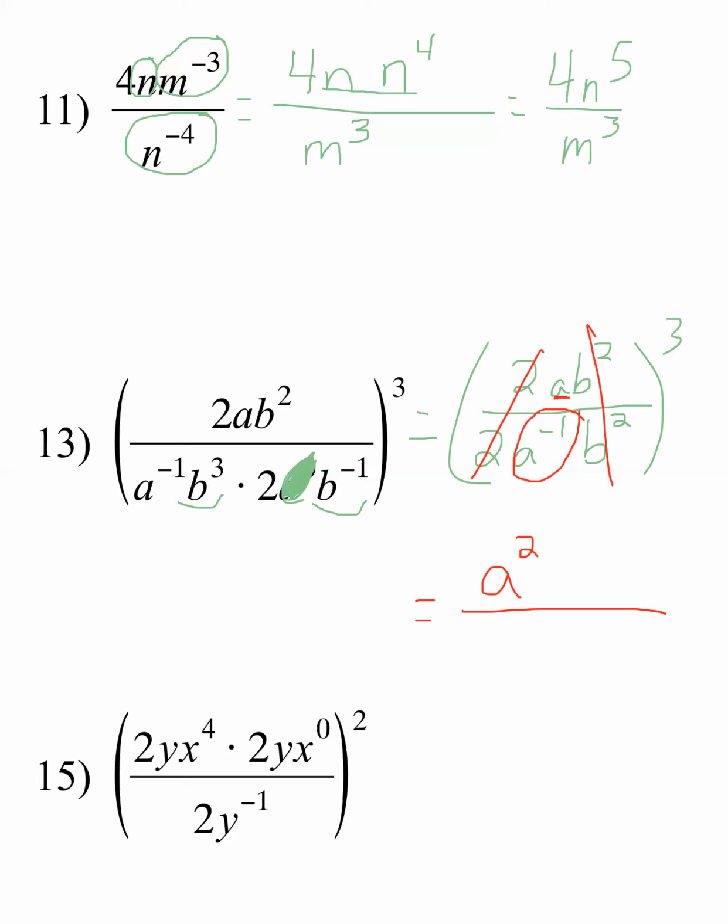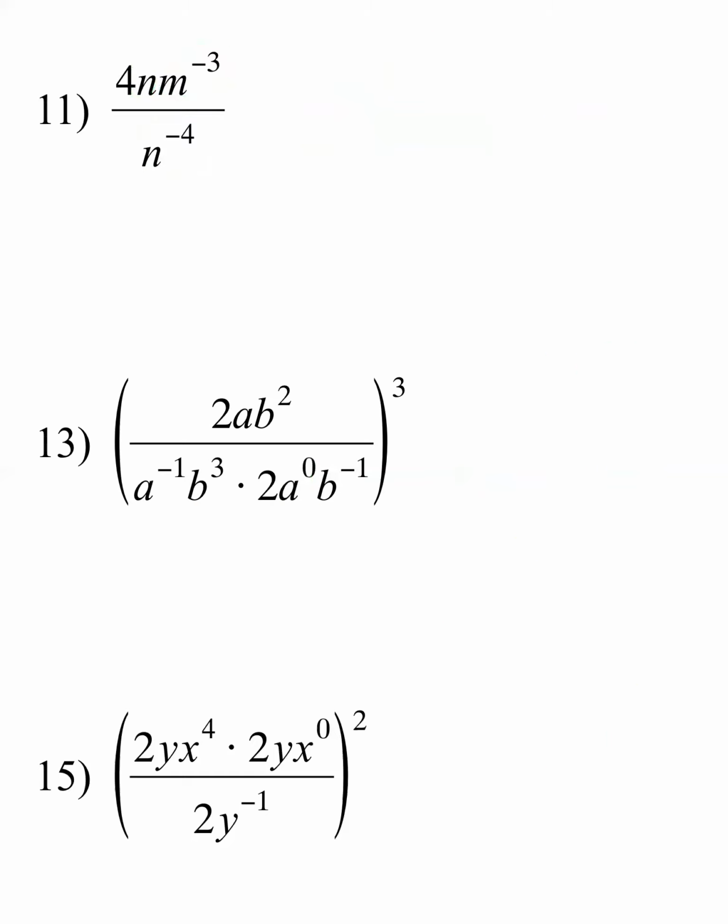Wow, okay, so that whole thing just turned into a squared, but don't forget you still have to raise the whole thing to the third power. What's in my denominator? Everything got canceled out, so there's just a 1 there, which means in the denominator, I really don't even need it. So all I have to do is a squared to the third, and that just gets me a to the 6th. So that whole crazy mess just turned into a to the 6th. Oh, I love exponents.